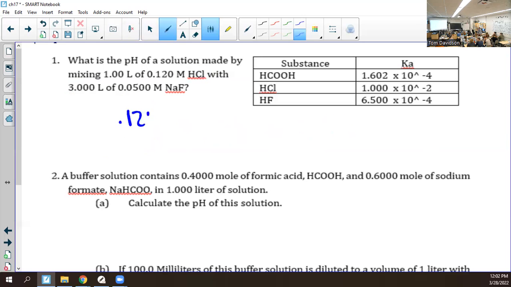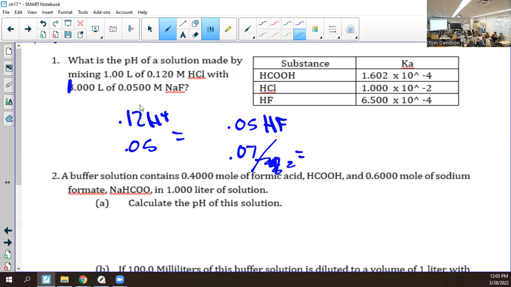Okay, so we would have had 0.12 H plus, 0.05. So we would have had 0.05 moles of HF, right? But we would have had 0.07, correct? All right, and then we would have needed to take this divided by 4 and plug it in and you're ready to roll. You okay with that? Okay. Because, well, I guess I changed this to a 1, didn't I? I'm sorry. So we would have divided it by 2, the total volume. Okay. Sorry, that was my fault.